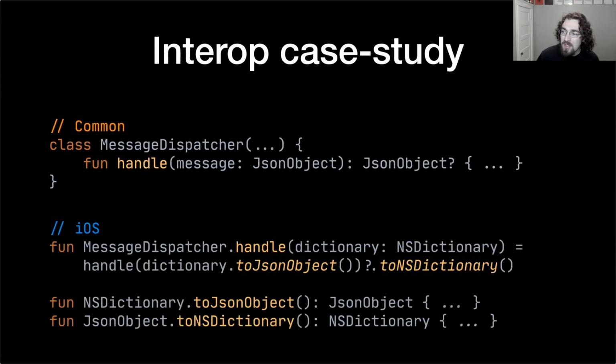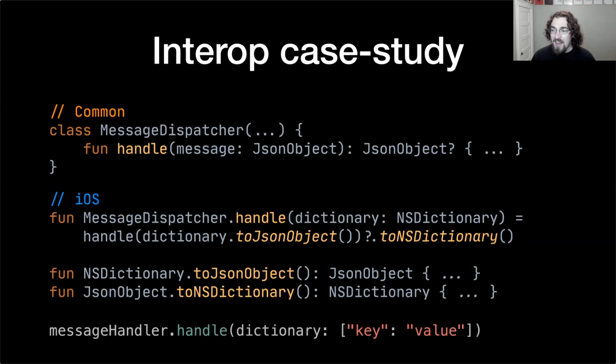What we ended up being able to do is add converting utilities between JSON object and NSDictionary. NSDictionary is the Objective-C type that corresponds to a Swift map, which they usually call dictionary. With those interop helpers, we could add an extra overload of handle that took a dictionary instead of a JSON object, just on the iOS side. And then in the iOS code, we just pass it the NSDictionary directly from Swift with whatever data it needed.